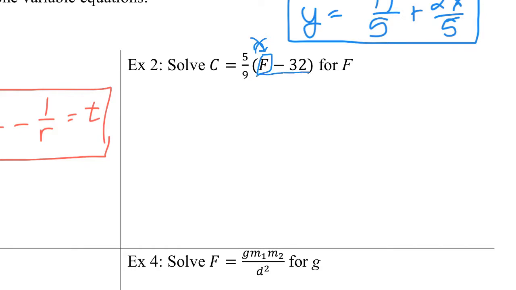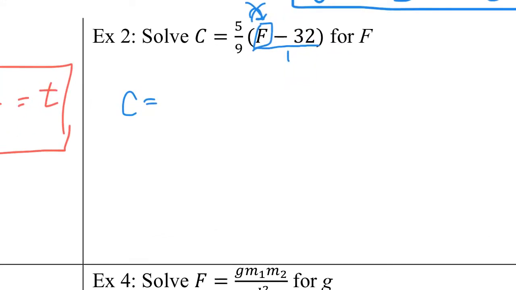Remember, this is really all over 1. And when you multiply fractions, you multiply top to top, bottom to bottom. So I can rewrite this as c equals 5 parenthesis f minus 32 all over 9. 5 times the top, 9 times the bottom. Now, just like regular equations, I have to get rid of this division by 9 before I can worry about the numerator. So to undo division by 9, I'm going to have to multiply by 9.